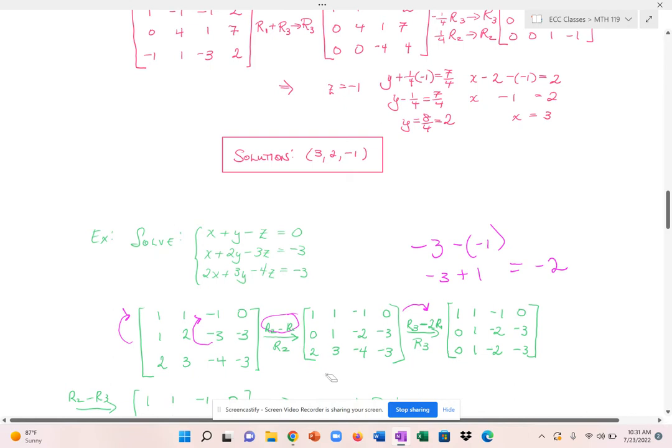So when I do row 3 minus 2 times row 1 to get a new row 3, all you do is copy down row 1 and 2. They should look exactly the same. And then only my row 3 is going to change. And when I do that, my new row 3 is 0, 1, -2, and -3.